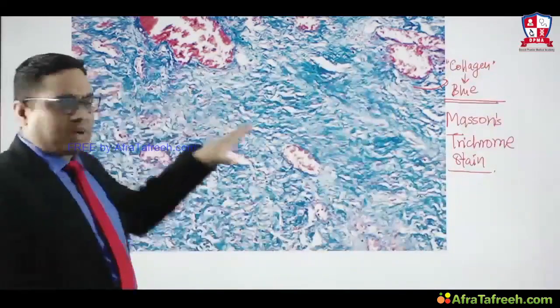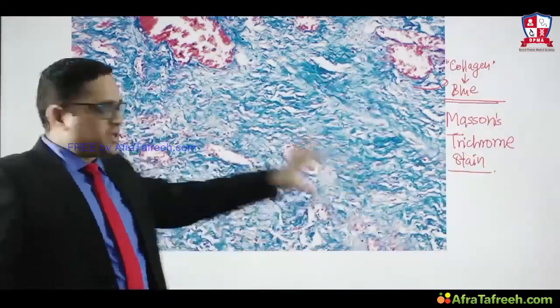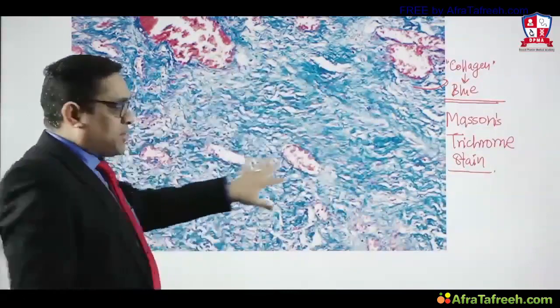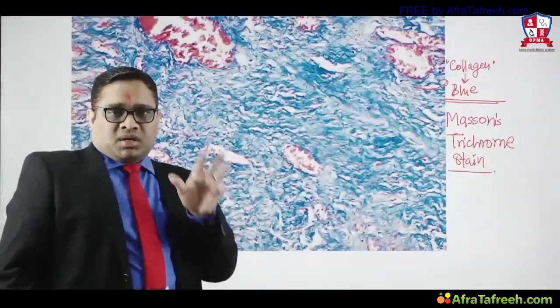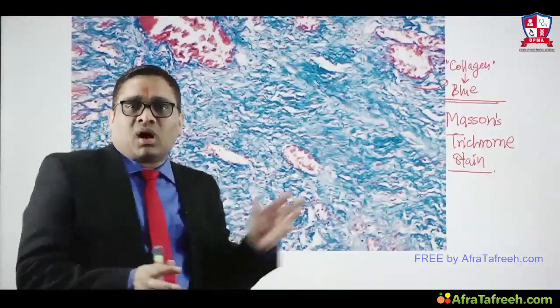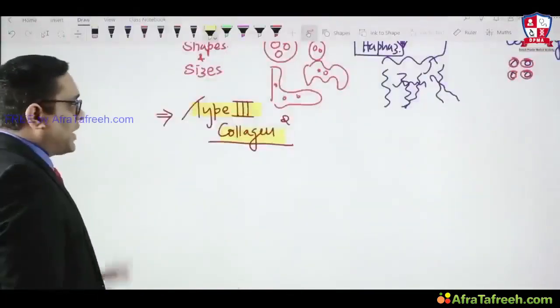So when we suspect whether this is collagen or fungus, we will apply this Masson's trichrome stain, and on applying it, we can see the entire thing appearing blue. So this is the collagen or fibroblast. This will confirm that we are looking at a healing wound or granulation tissue, right? So this is about granulation tissue.